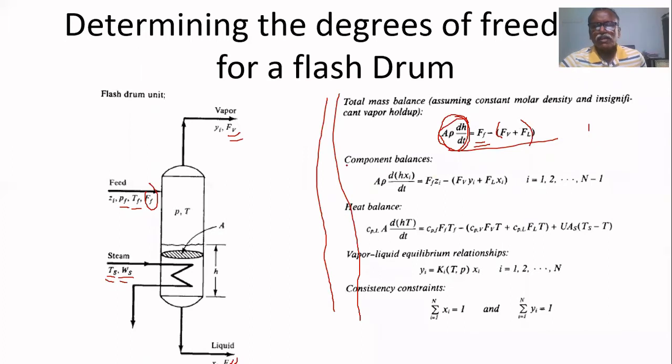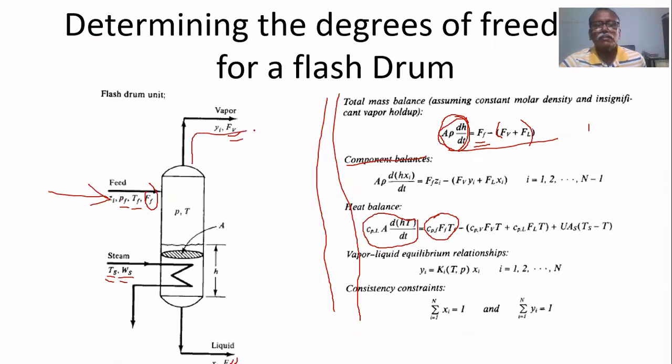Here, if you write the expression for component balance, you will get n minus 1 equations. Similarly, if you write heat balance, you will get one equation. This is the amount of heat accumulated inside the flash drum. This is the amount of heat supplied by the feed. The feed carries some heat while entering here. That's why it is heat supplied by the feed.